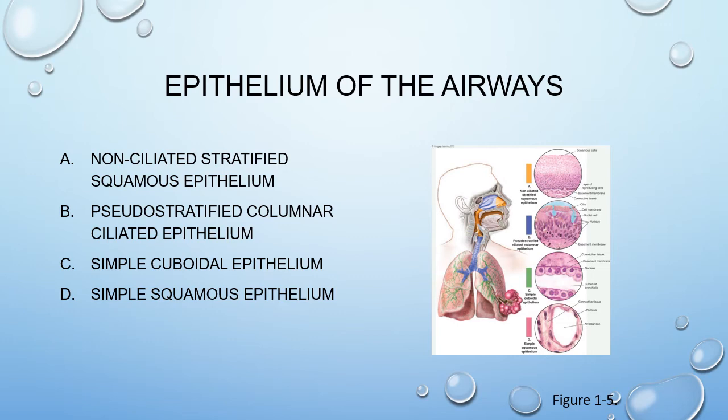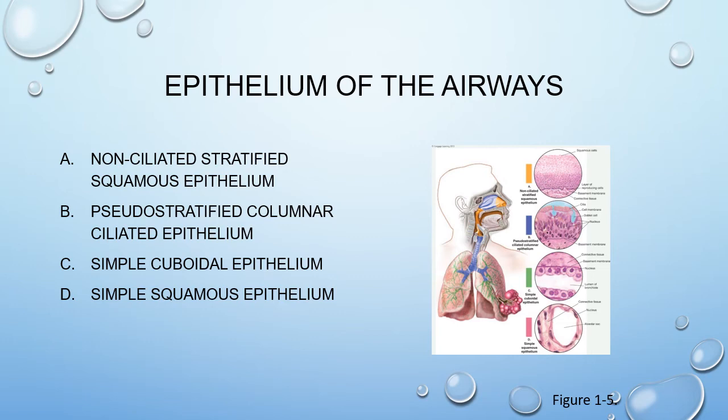The next part is simple cuboidal epithelium. So it's shaped like little ice cubes, tiny little cubes. It's one layer. That's why it's called simple. And it lines the smaller airways. That's all of the green parts that you see on the picture.